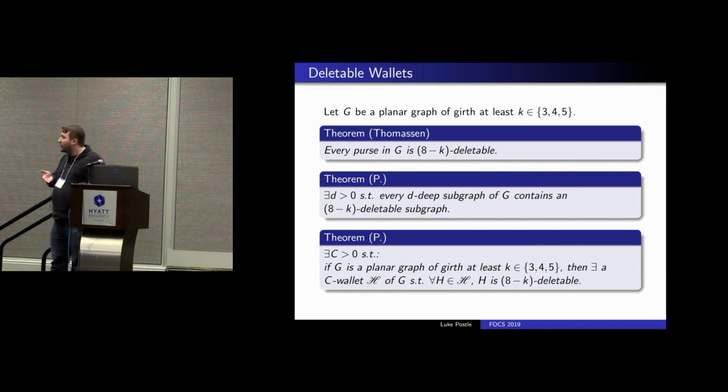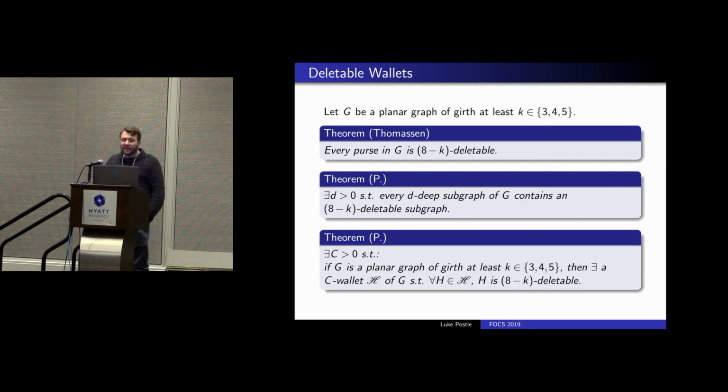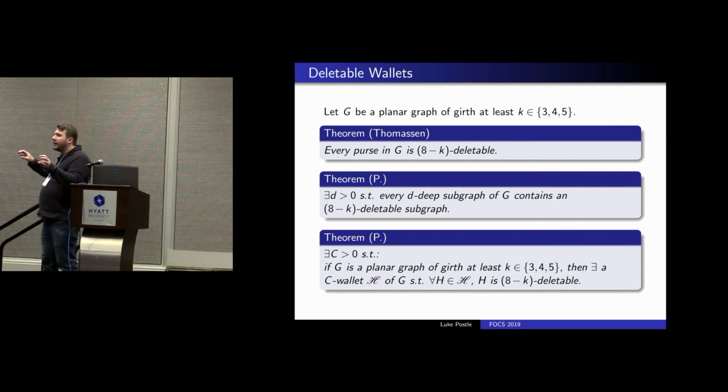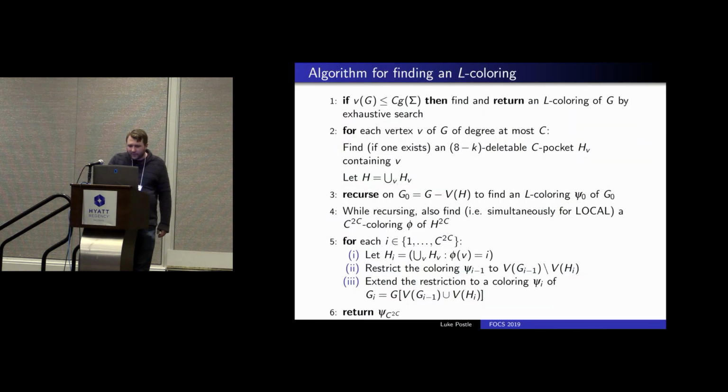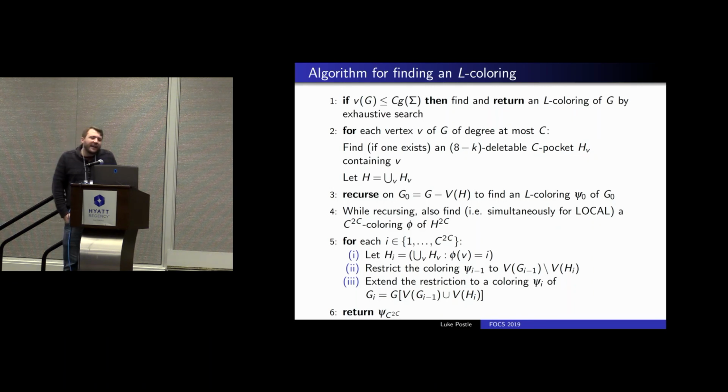Because everything's a purse, or you can just pass to the subgraphs if they're D deep, and that would still be a wallet. So you're going to get a wallet where everything is deletable. So you get many linearly many non-touching deletable subgraphs in planar graphs. And you can do this on surfaces too. And then here's the algorithm. It's quite short. I mean, it's not hard at this point.